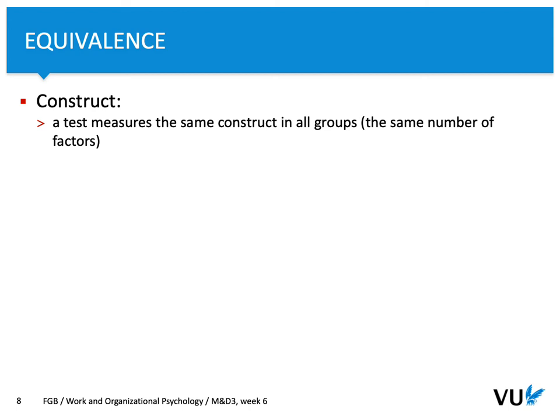So for instance, if we would like to create a personality measure or invent a new method to measure personality via online methods, we should be able to obtain the same structure, the same factorial structure in all countries.